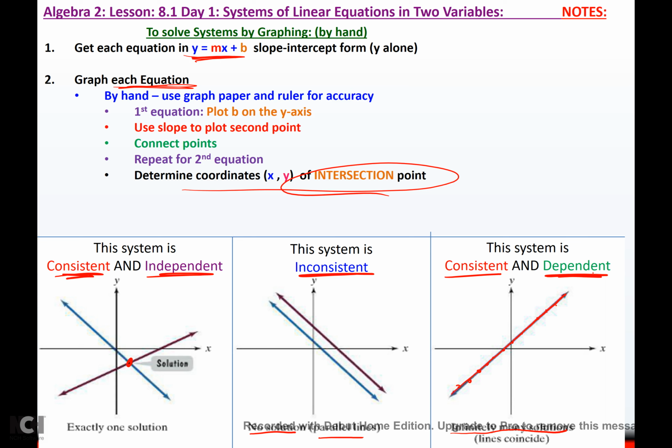So as long as you have solutions, you can say it's consistent. If there's one solution, it's independent, like one, singular, on my own. I don't need anybody, I'm independent. If they share every point, then one line depends on the other, so that's dependent. And then obviously, no solution would be inconsistent.